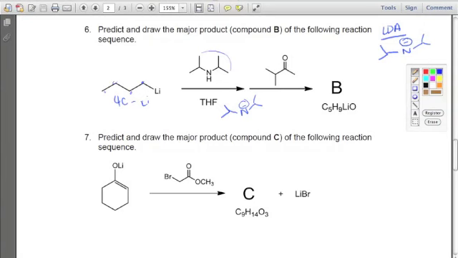Okay, so now you have your LDA, and you're going to react it with this. Now you have 2 acidic hydrogens, acidic hydrogen here and acidic hydrogen here. So we're going to call it A and B. Now, how would you know which one to go for? Are you going to go for the kinetic product, or are you going to go for the thermodynamic product? So are you going to try to make the most stable enolate, or what?